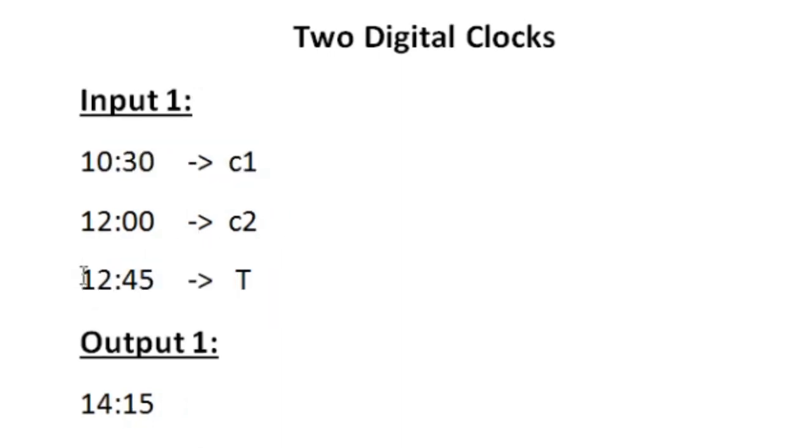So first we have to find the difference between the time t and the time c1, and then we should add the difference with this c2. So we will get our output. Here the difference between 12:45 and 10:30 is 2 hours 15 minutes. So we should add 2 hours 15 minutes with this 12. So it becomes 2:15, and in 24-hour format it is 14:15. So we are printing 14:15 as our output.